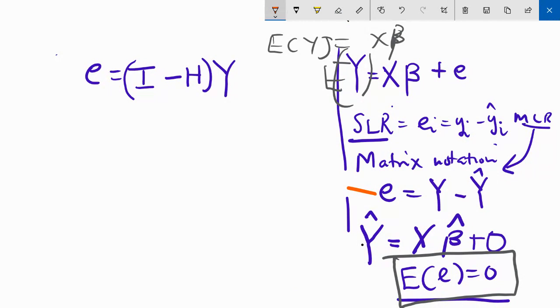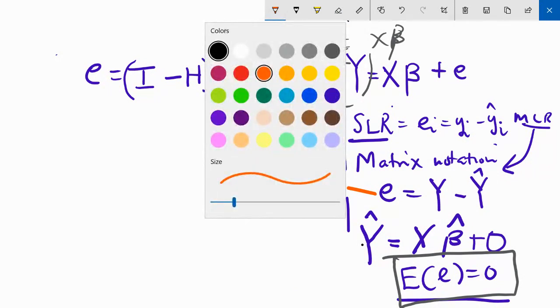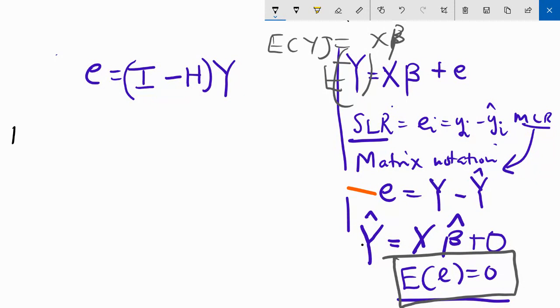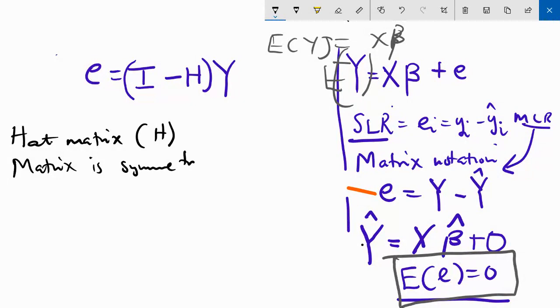So now, before we go to the next question, sorry if I'm rushing. Let me go back to that hat matrix, which is represented by H. The matrix is symmetric, which means H is the same as H transpose.